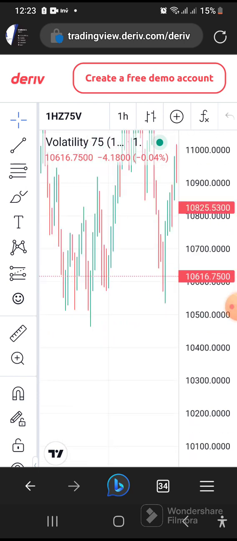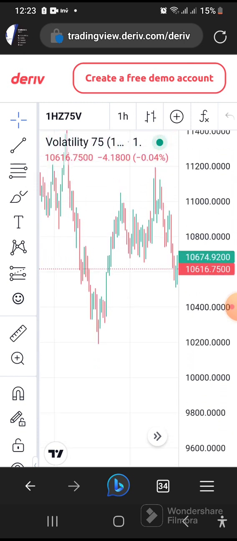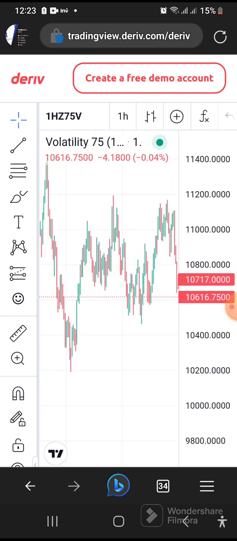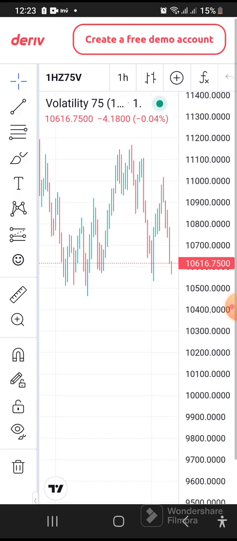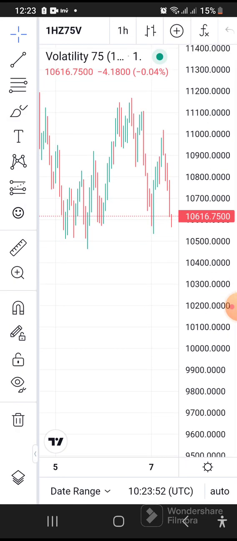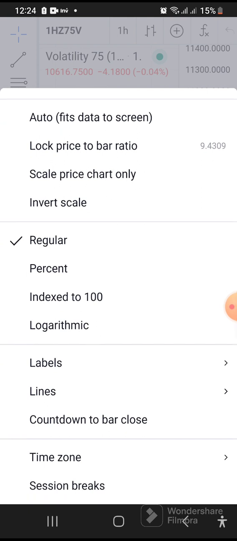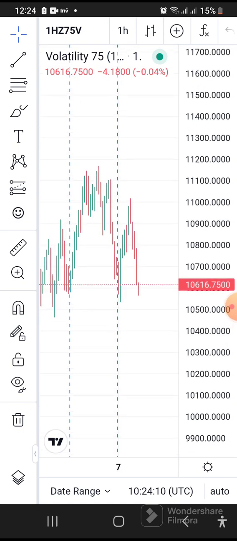Okay, guys, let's start with the start of the session. I'm going to zoom out to the start of today's session. I don't know if the period separators on my phone are active. It seems the sessions are not divided on my phone, so I'm going to go to settings, session breaks, so we can see.